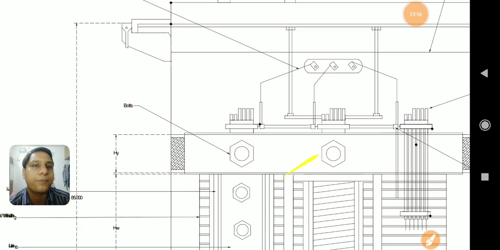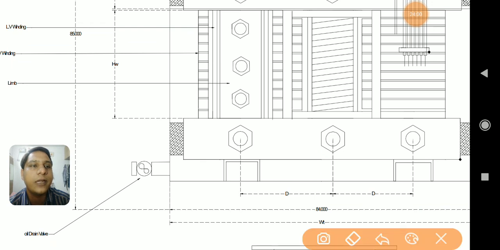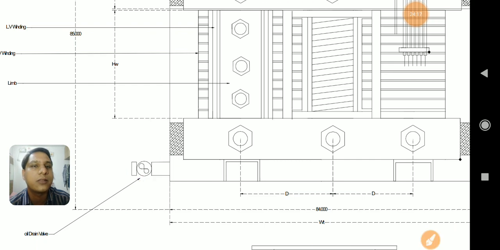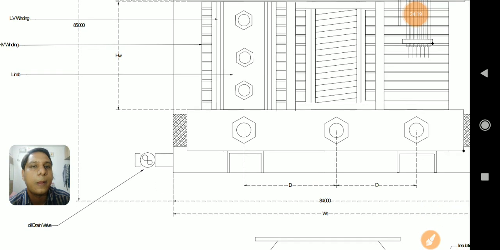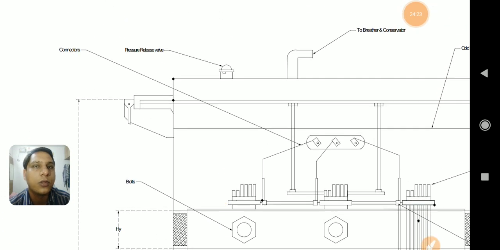Then the other parts of the transformer assembly I could find easily. This is called an oil drain valve. In case of maintenance of the transformer, whenever we are taking the oil out, it has to be drained. So it is taken out from this connection, and this part is called the drain valve or oil drain valve.